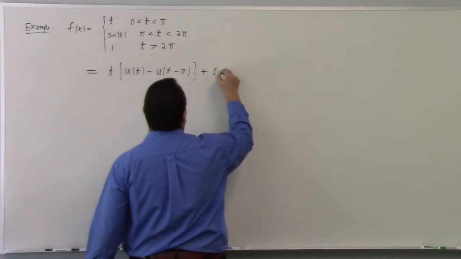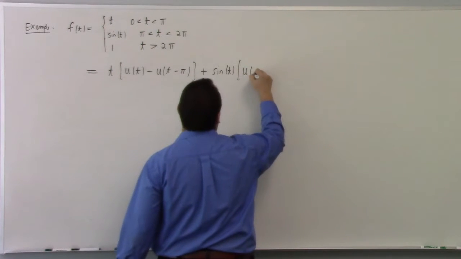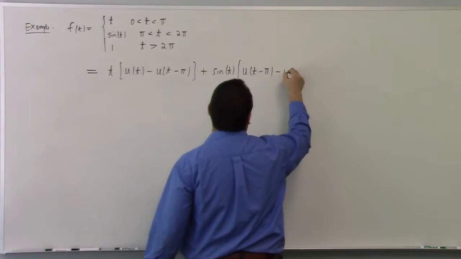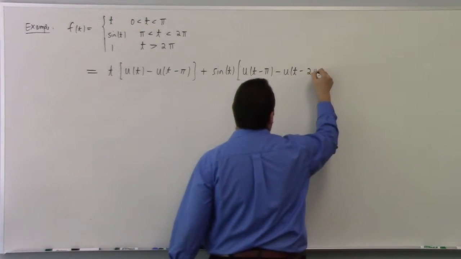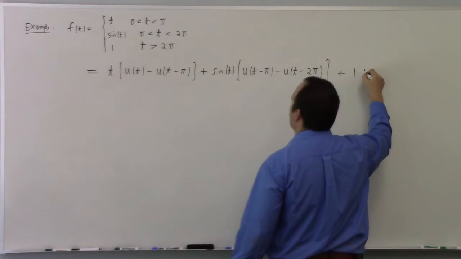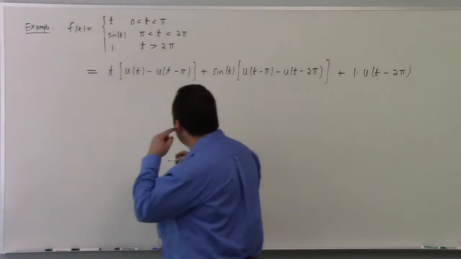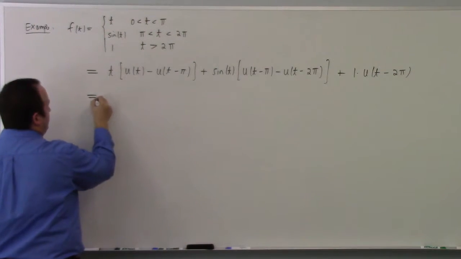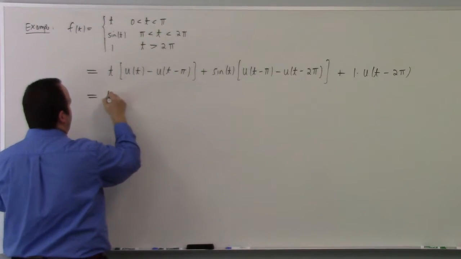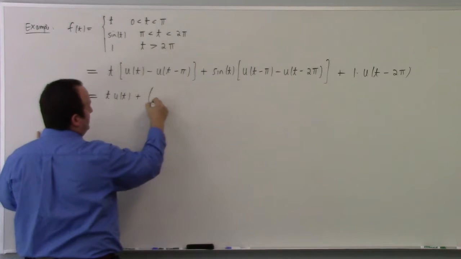Plus the sine of t times what? Times u of t minus pi minus u of t minus 2 pi. And then plus 1 times u of t minus 2 pi. So I can rearrange this because I'm leading up here, guys, to taking the Laplace transform, all right? That's where we're going.